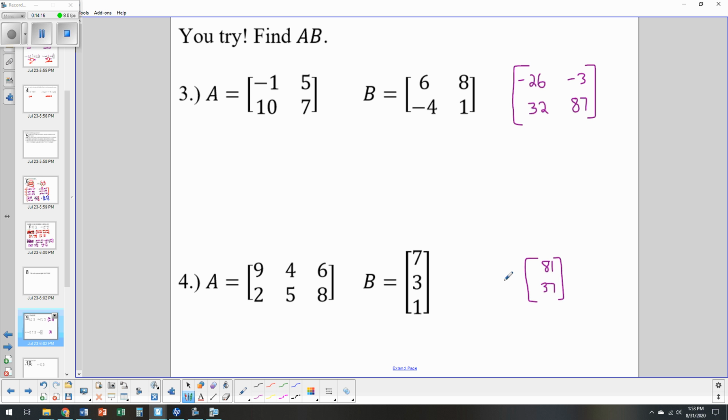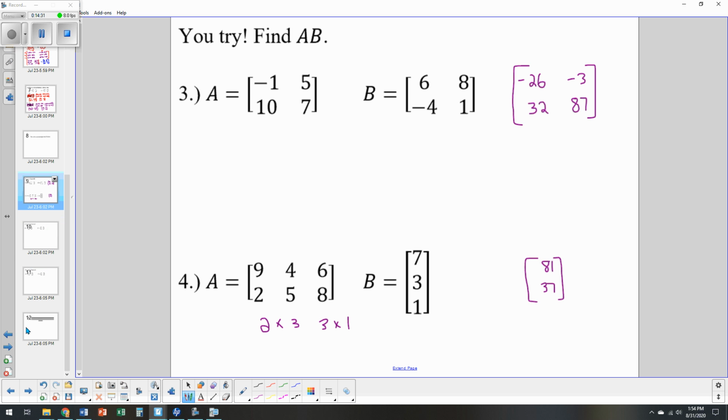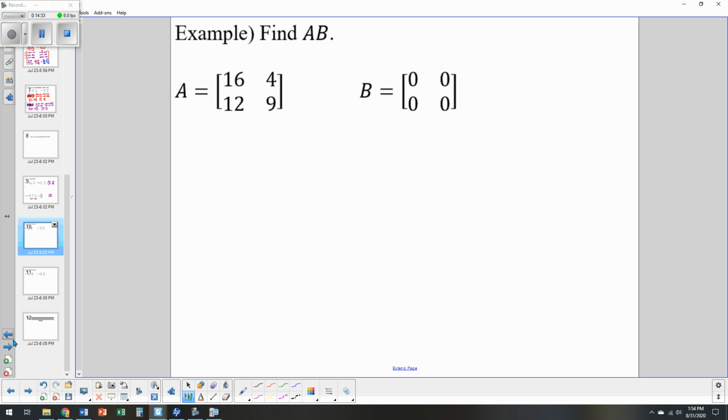All right, so for 3, we ended up with a 2 by 2 answer. For number 4, since this was a 2 by 3 and a 3 by 1, our answer is actually just a 2 by 1 matrix, and that was 81 and 37. All right, in this one, we want to find A times B.